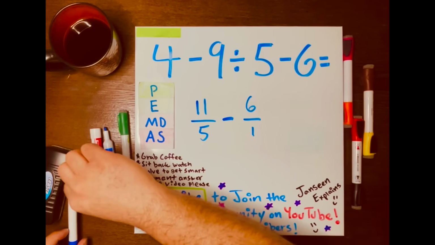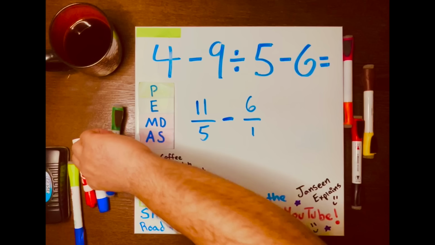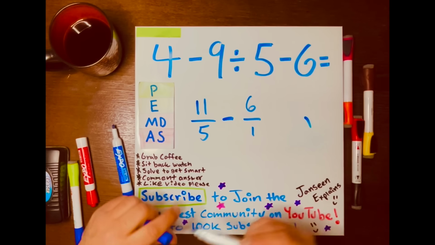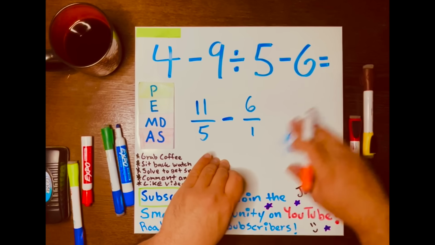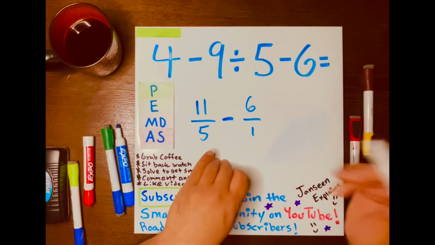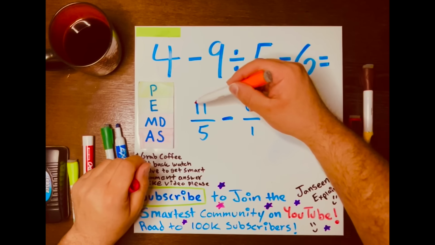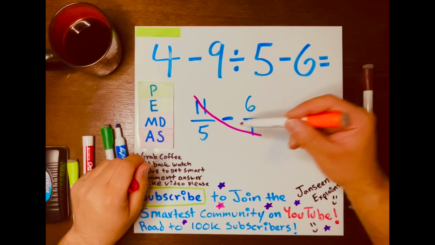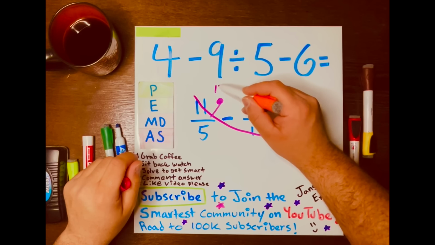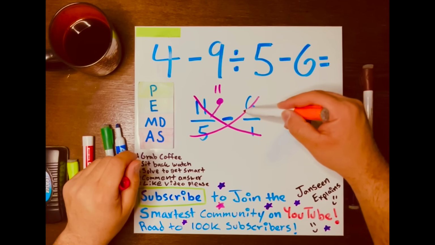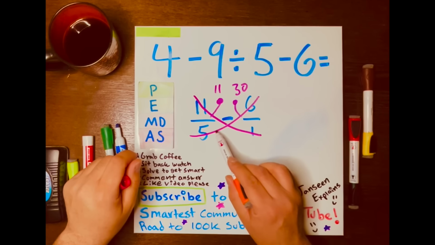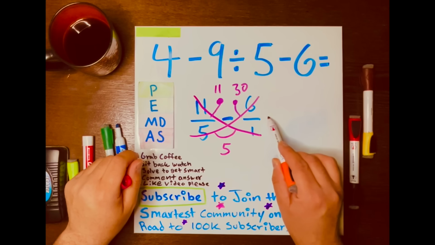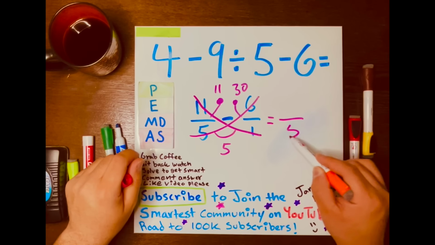Let me use a different color this time. Let's see what color this gives me. Still blue. Nope, don't want that color. I want that color. It's like a light purple. All right, so we're going to multiply 11 times 1, which is 11, and 5 times 6 is 30. Good job. And then 5 times 1 is 5. So our denominator is 5.